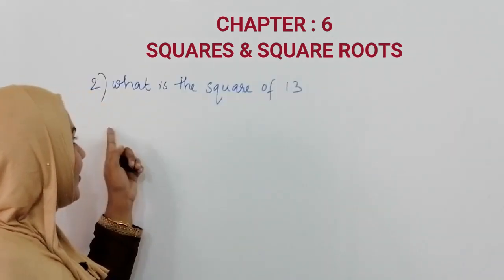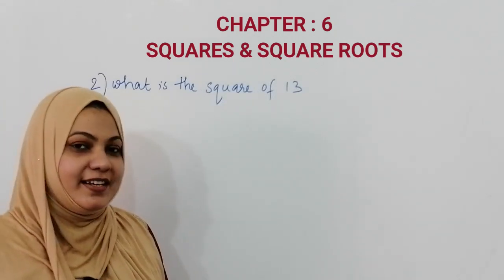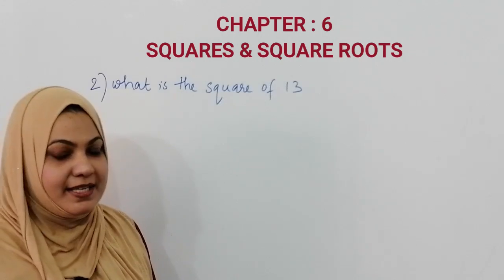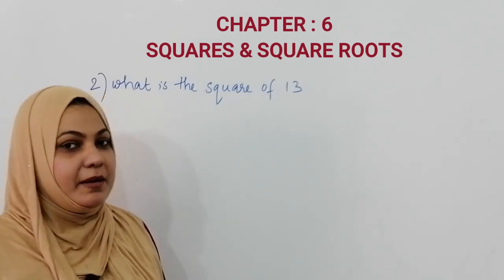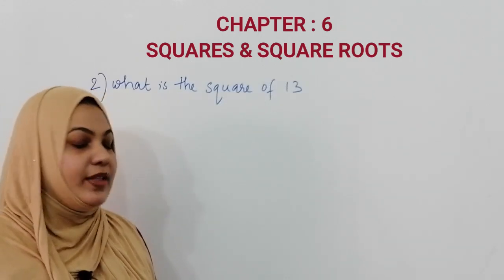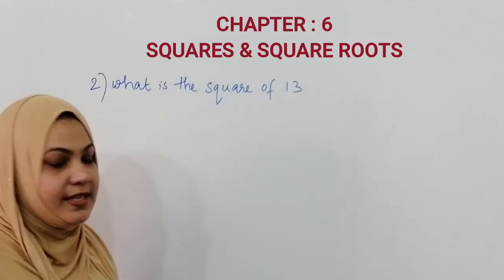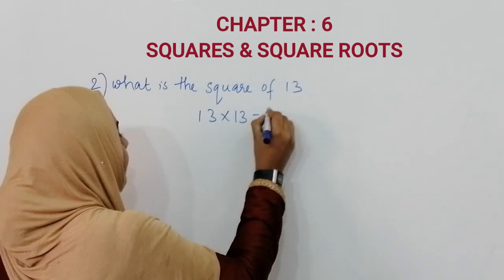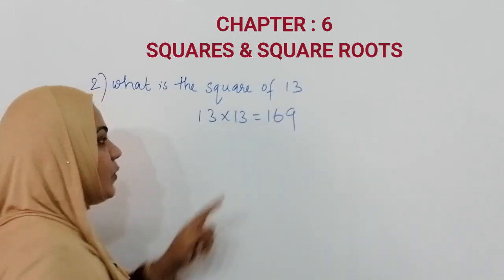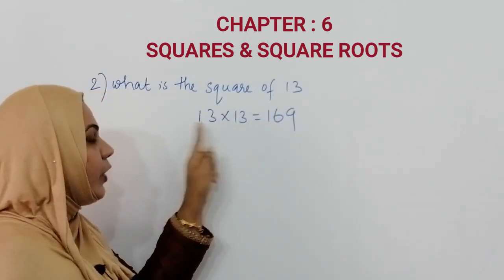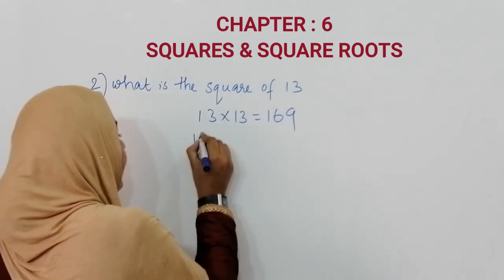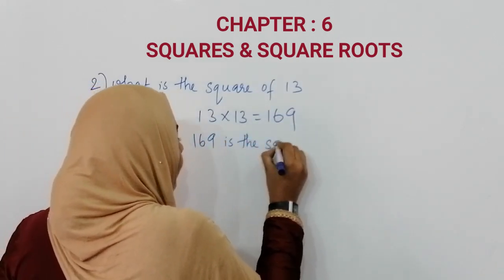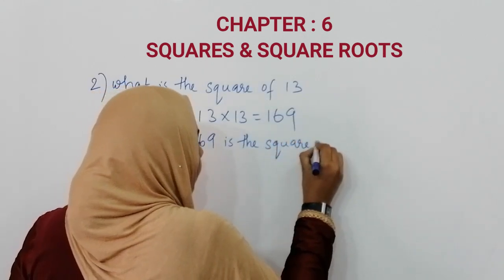This is our second question. What is the square of 13? How can we do it? You know that the square of a number means when you multiply a number by itself, you will get the square of that number. So 13 multiplied by 13, you will get 169. So 169 is the square of 13.